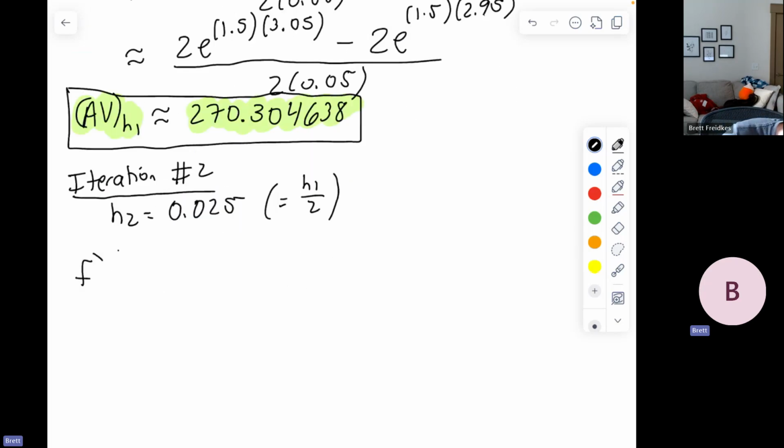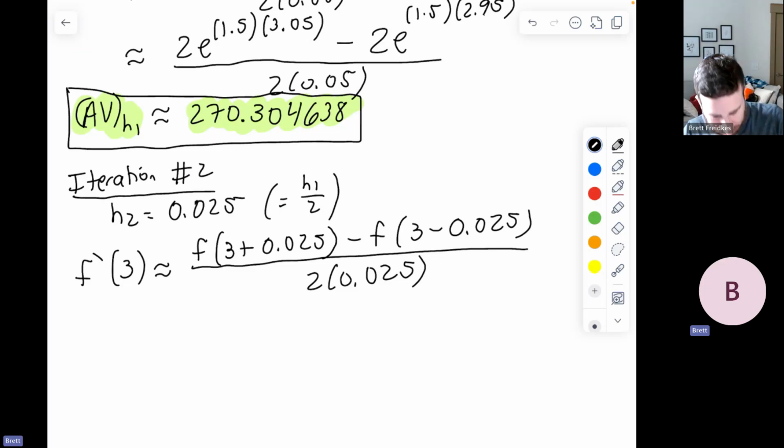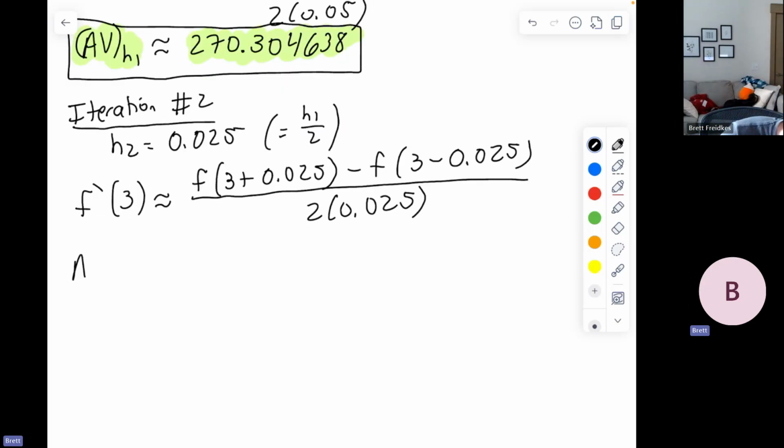So we'll say that our approximation for our derivative at 3 is going to be the same as f of 3 plus 0.025 minus f of 3 minus 0.025 divided by 2 times 0.025. And if we go through that math, where we plug in those values into the original function, we end up with our second approximation for h2. That ends up being 270.114692.